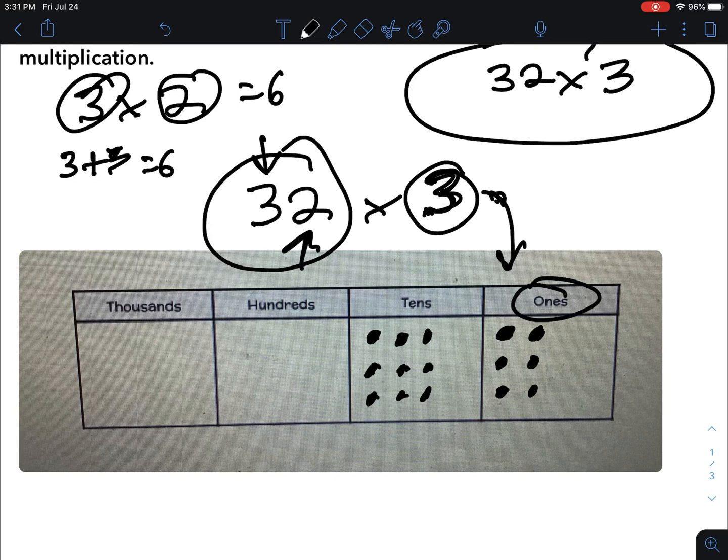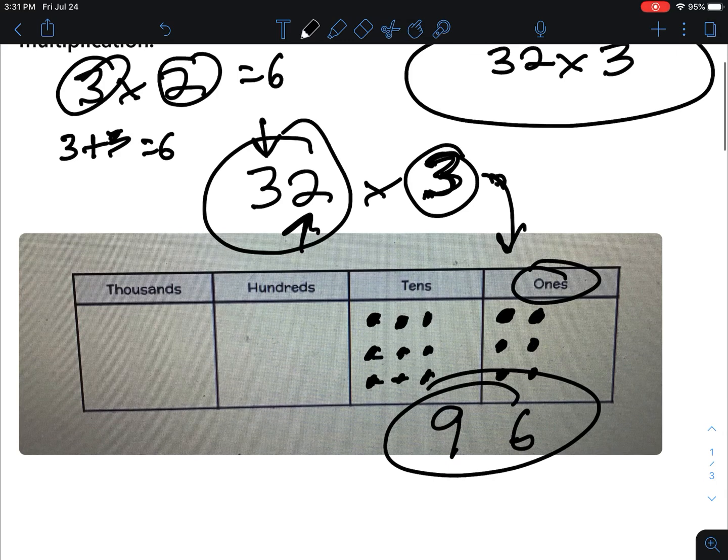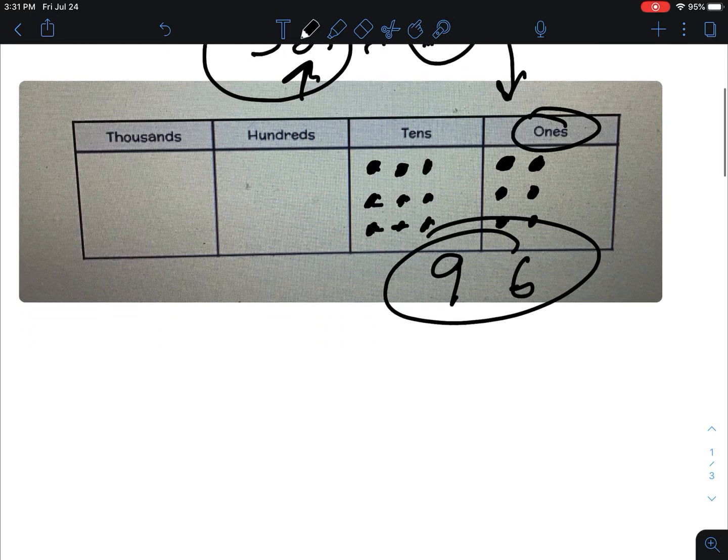So now all you have to do is count. In the ones place, you have 6 1s. In the tens place, you have 1, 2, 3, 4, 5, 6, 7, 8, 9. That's it, you're done. 9 tens is 90, 6 1s is 6, 32 times 3 is 96.